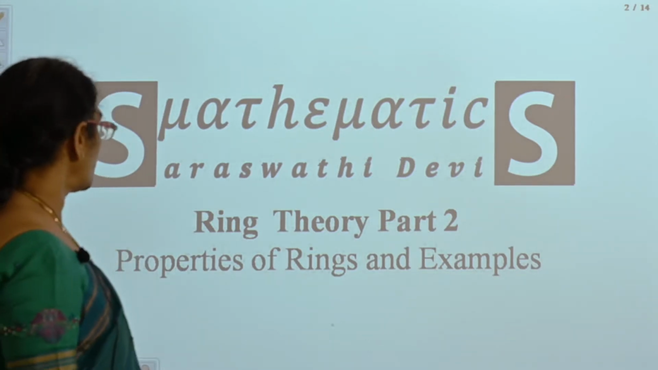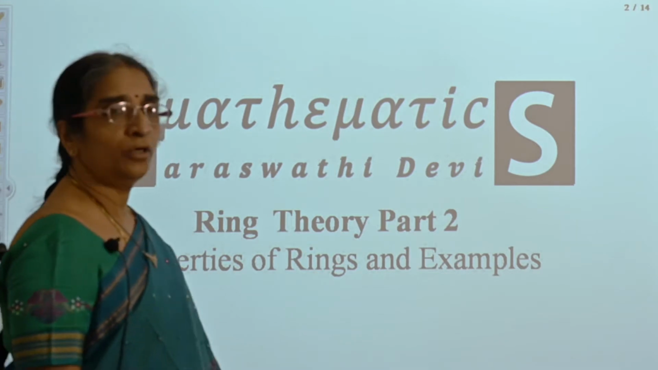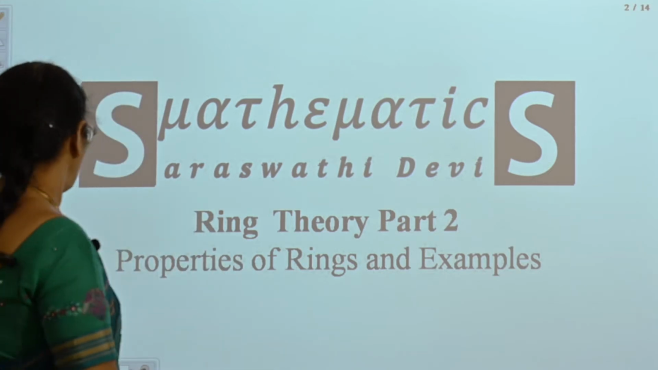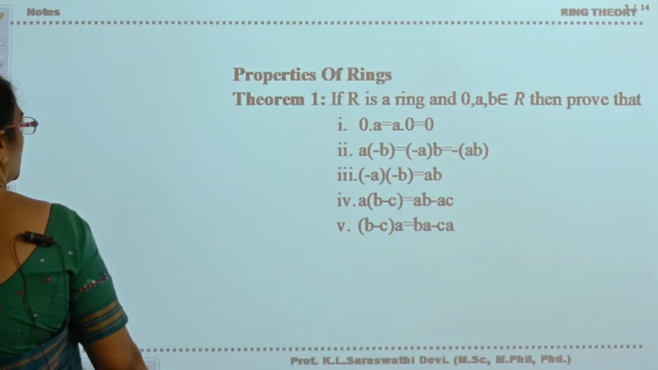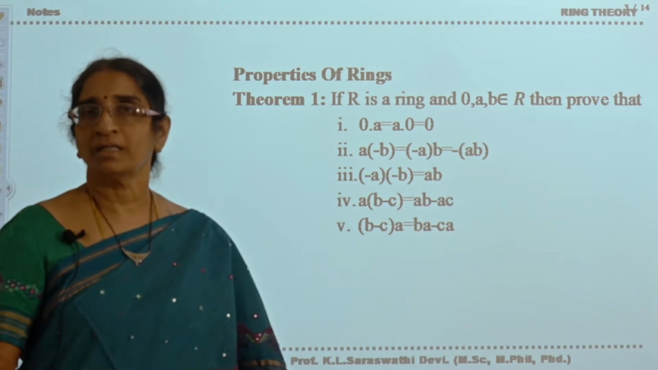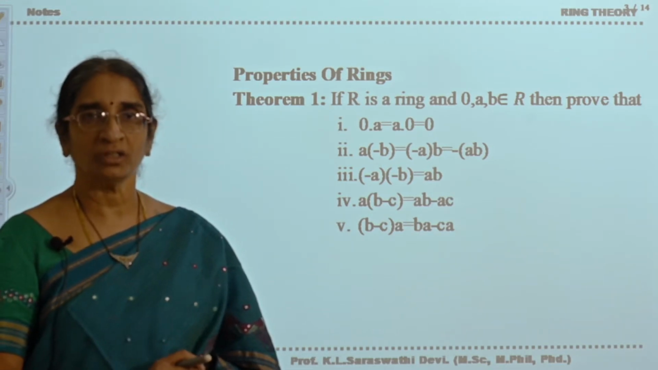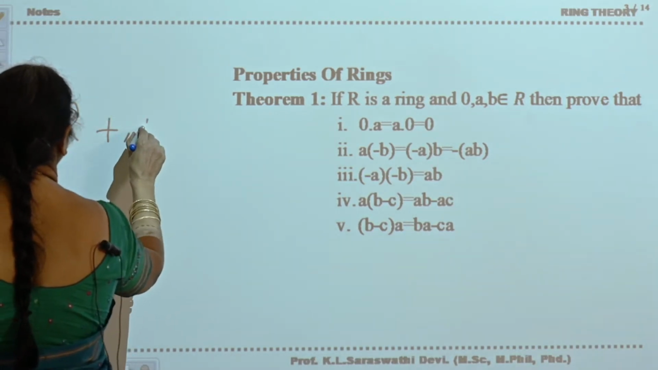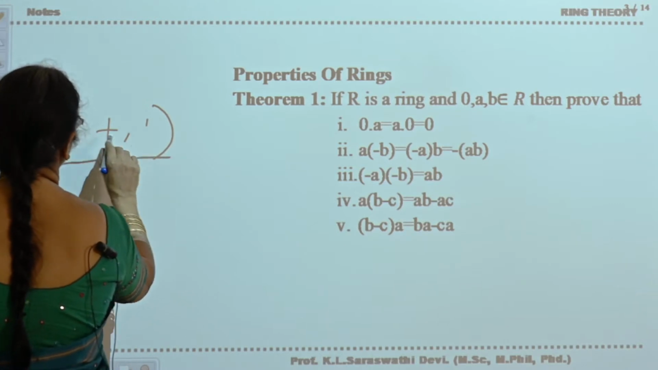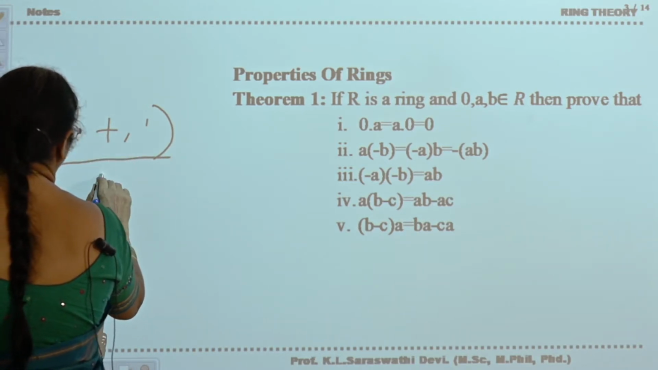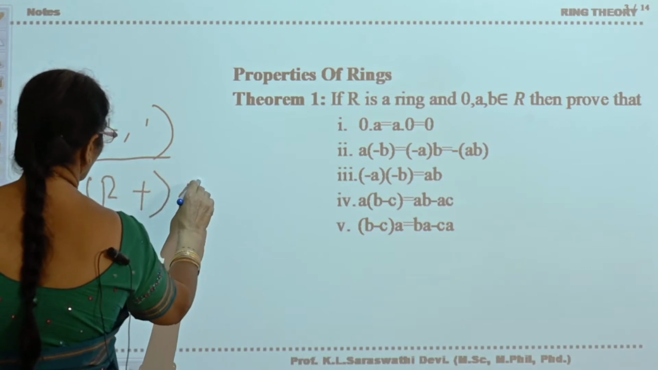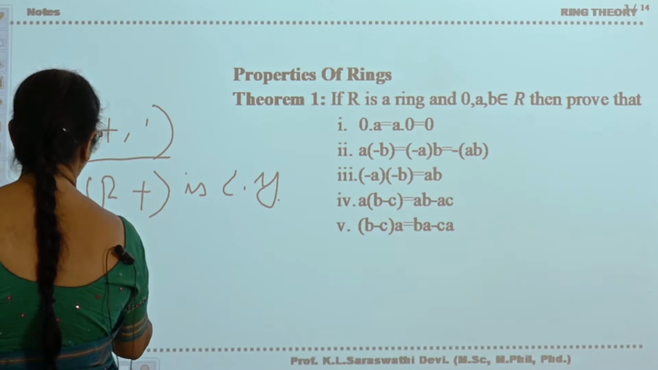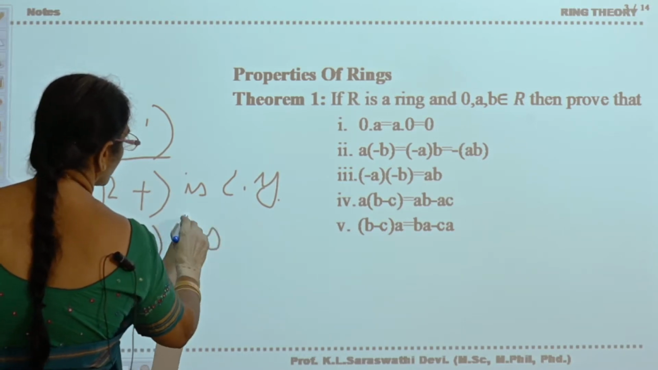We will see in this video, ring theory part 2, properties of rings and examples. Before going to the properties, first we will recollect the definition of a ring. A ring is an algebraic structure equipped with two operators, namely addition and multiplication, (R, +, ·). With respect to addition, (R, +) is a commutative group. Next, with respect to dot, (R, ·) is a semigroup.